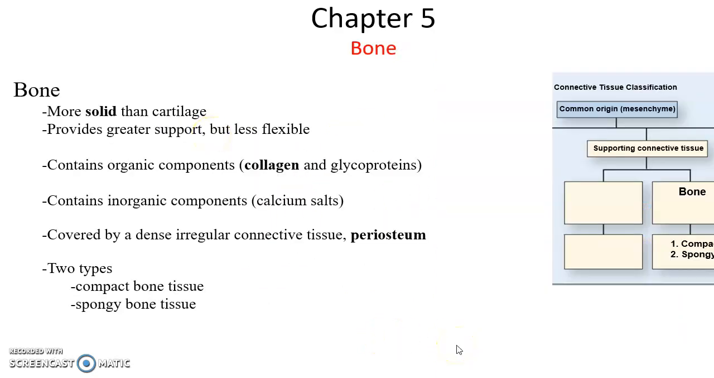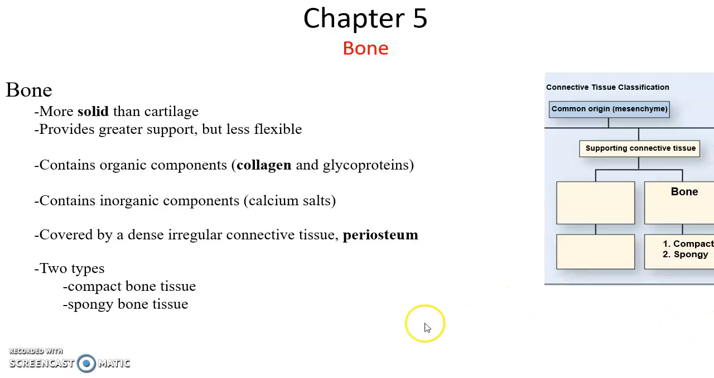Bone. Bone makes up the solid tissue of the connective tissues. It has great support, but it is not very flexible. You can't bend and squish bones that much, at least not without breaking them. Bone has both organic components, the collagen fibers and glycoproteins in the ground substance, and it also has inorganic components, the calcium salts that make it very hard.